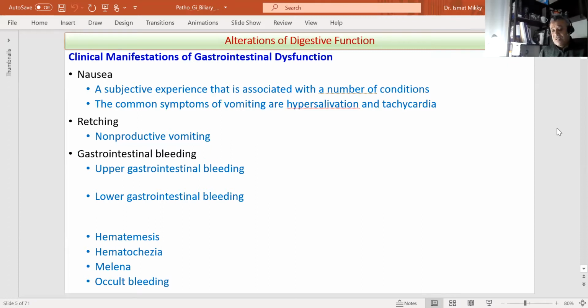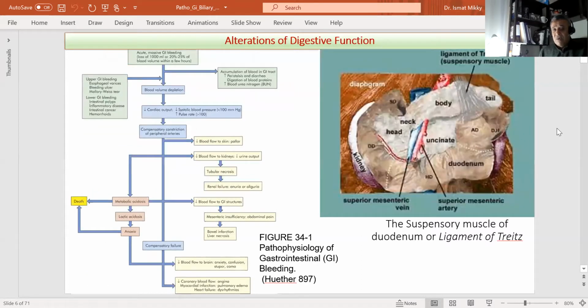So clinical manifestations also may include nausea, retching, which is an unproductive vomiting, and GI bleeding. It can be upper GI bleeding or lower GI bleeding. Upper GI bleeding includes the esophagus, stomach, and duodenum. The landmark, or the demarcation between upper and lower GI bleed, is that the lower GI bleed is below what is called the ligament of Treitz.